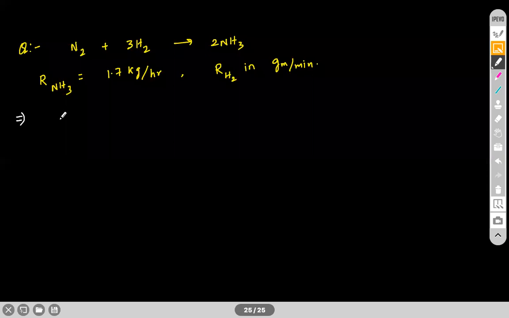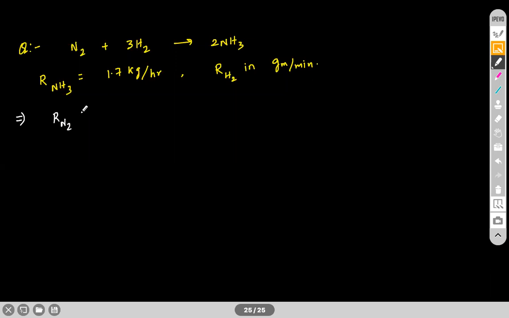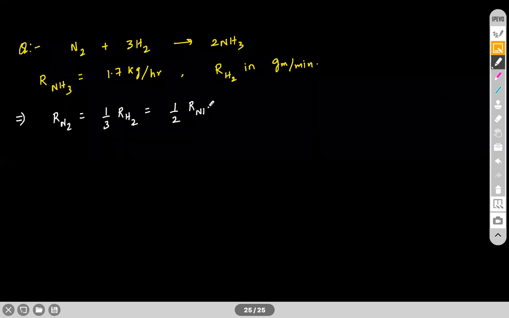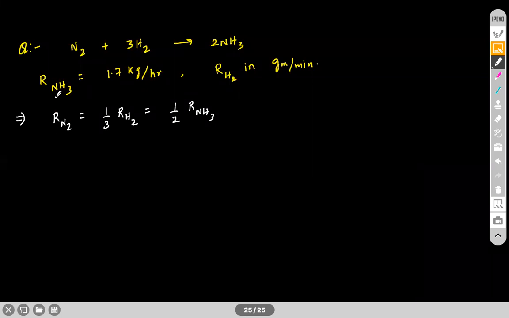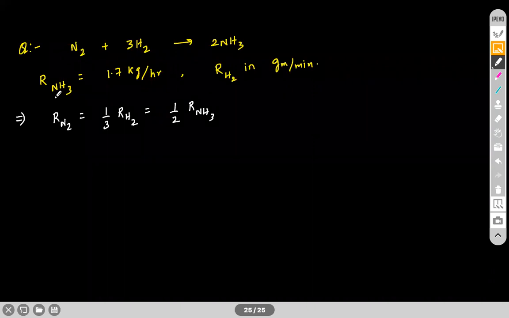What we can write here: R of N2 is equal to 1 by 3 R of H2 is equal to 1 by 2 R of NH3. See, when you write R of NH3, it means plus d[NH3] by dt. R of N2 means minus d[N2] by dt. That's why I haven't taken any sign over there. R of H2 means minus d[H2] by dt.